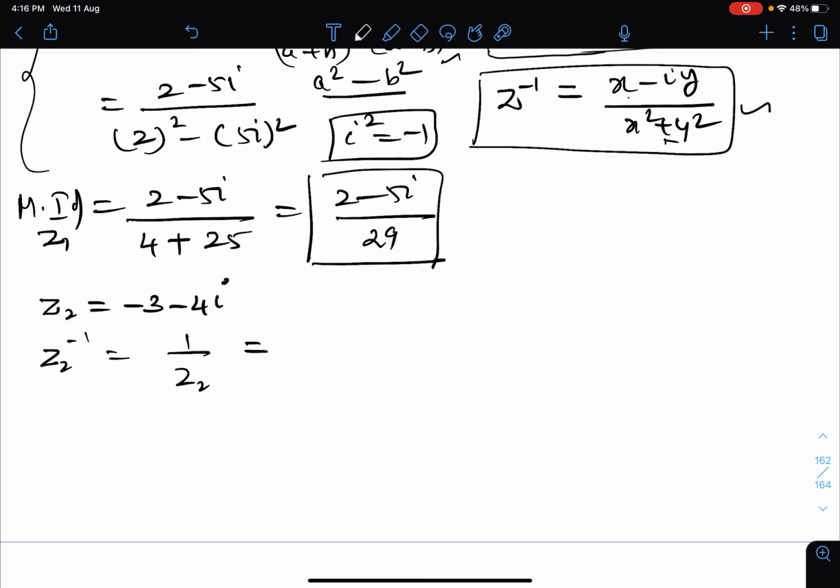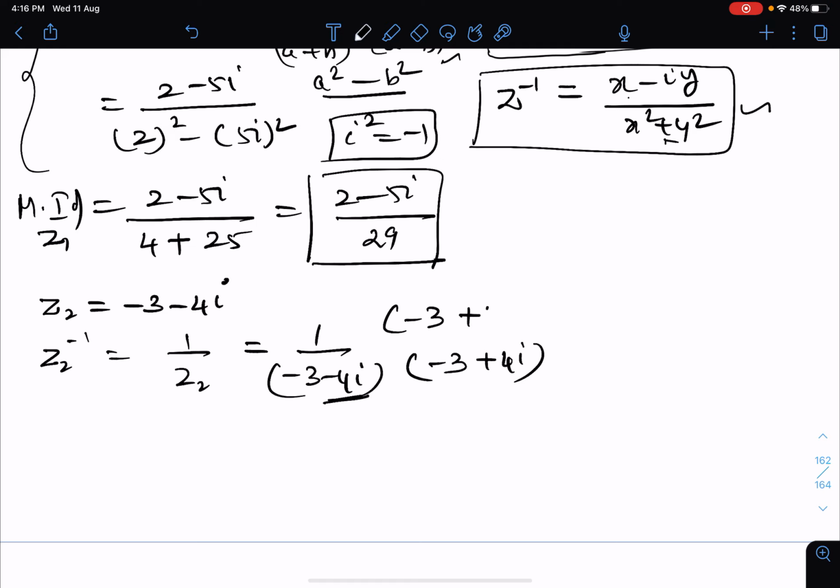So here again you are going to put 1 by minus 3 minus 4i. What is the conjugate of this? Minus 3. Always you change the sign of the i term. So plus 4i is going to be the conjugate. Whenever you multiply the denominator, the same element you have to multiply with the numerator. Okay, so you are multiplying with minus 3 plus 4i, both the numerator and the denominator.